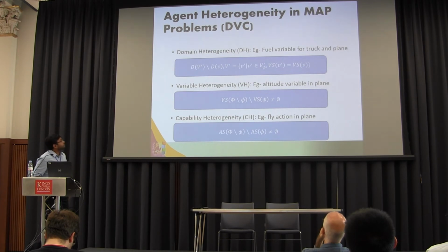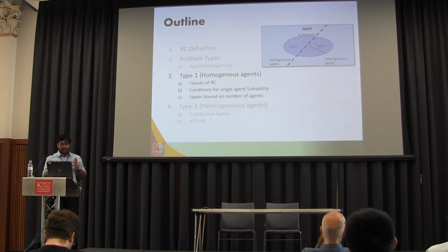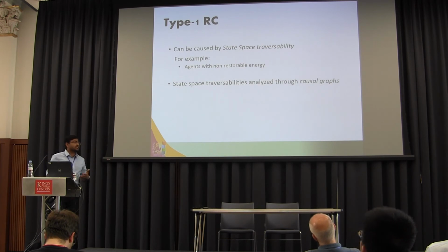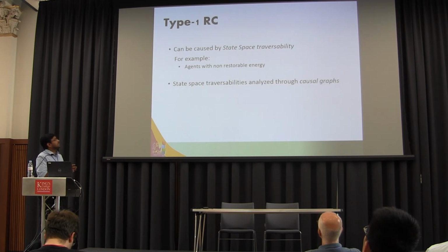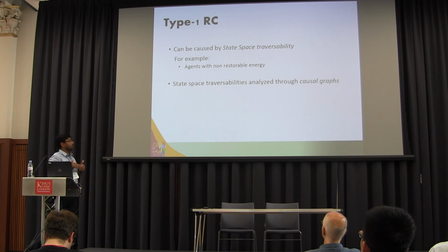Now, moving on, we'll start with the first type of problems, namely type 1. Like I mentioned, type 1 consists of problems with the same type of agents. So what could be one possible reason for required cooperation in such problems? One quite possible reason is when the state space of the problem itself is not traversable. An easy example is if the agent has some kind of non-renewable energy, say a battery that will run out automatically. So it will require the help of other agents to complete the problem.